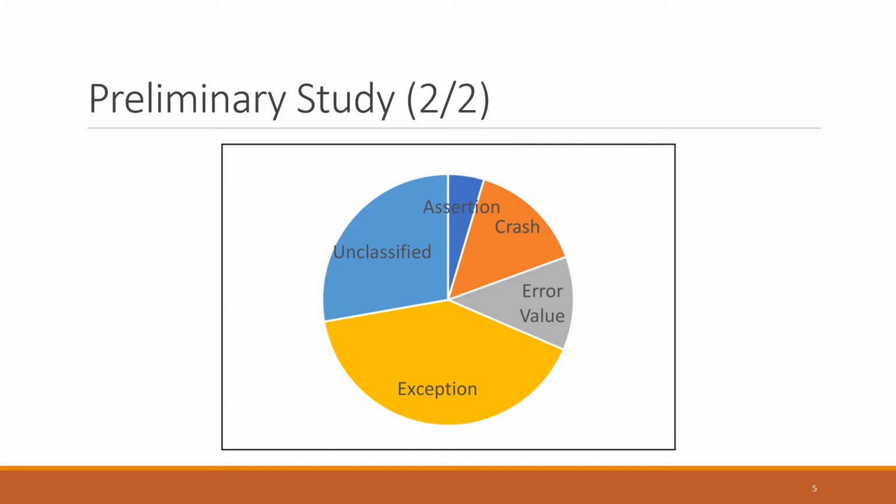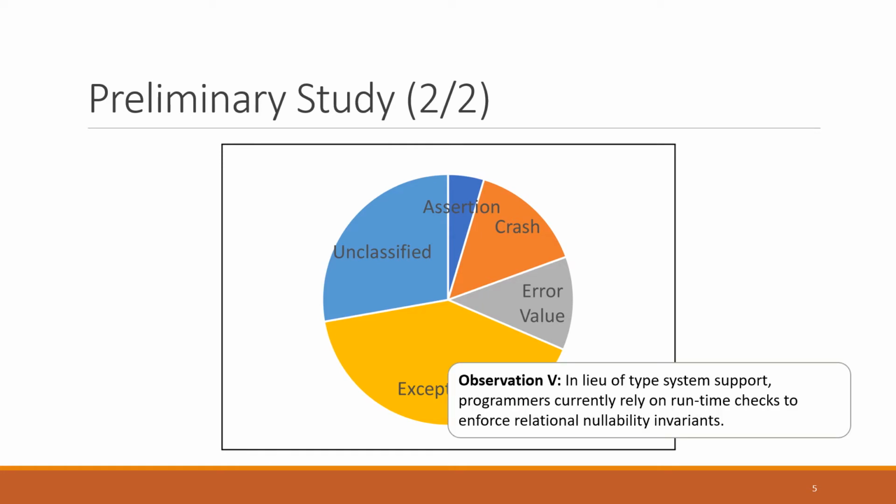We also considered these programming patterns. What do they do when a case occurs that is unwanted? And the short summary is that without type system support, these programs just rely on runtime checks, often leading to crashes or exceptions and so forth.